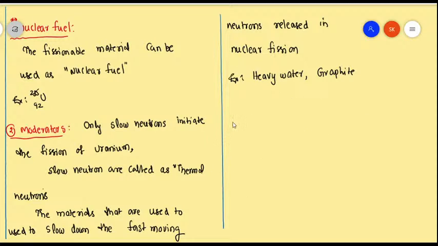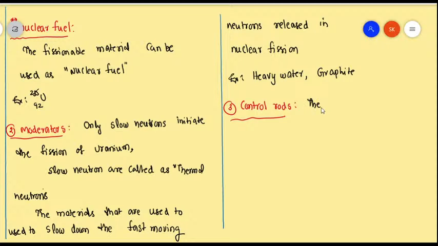And the next one, the third one, is what? What I give: control rods. What is the use of the control rods? Control rods, as the name itself says, can control the chain reaction. How will they control the chain reaction?